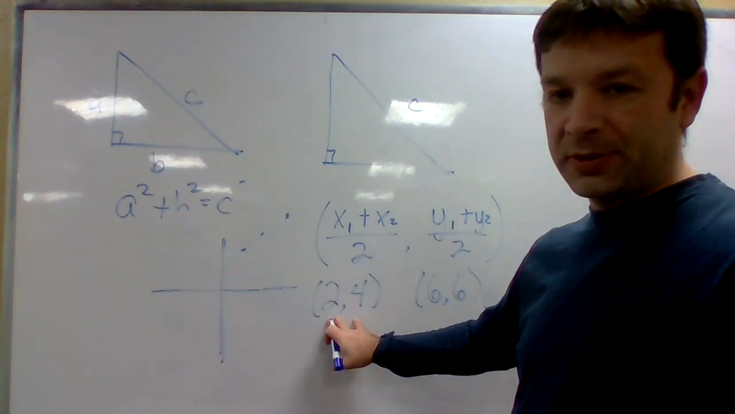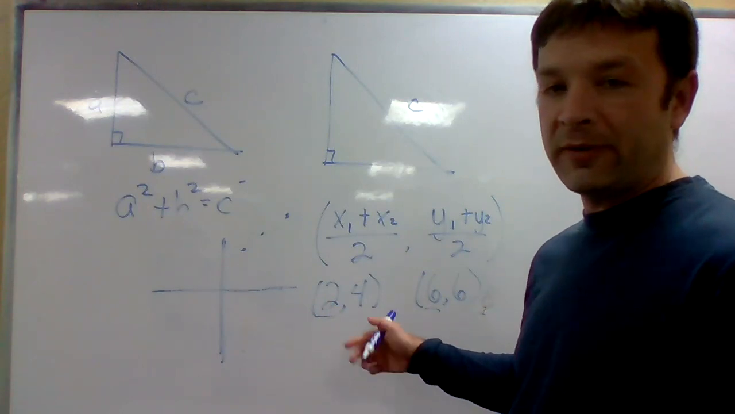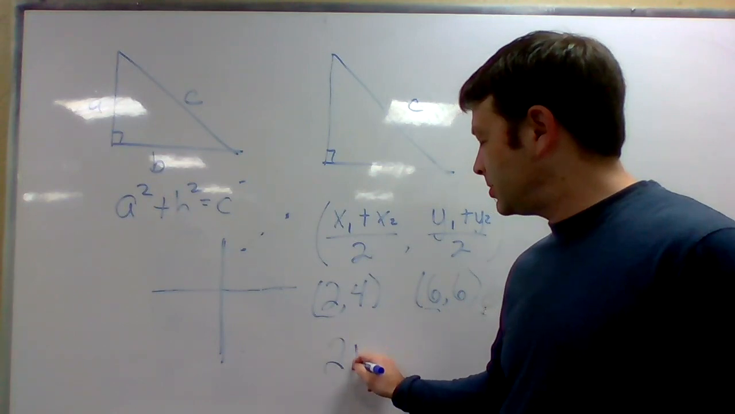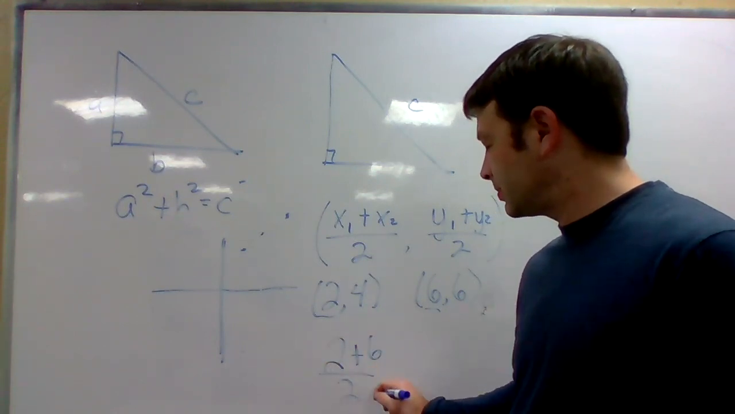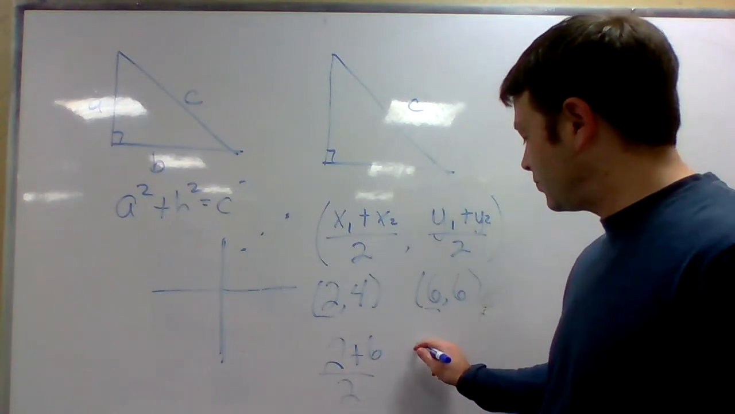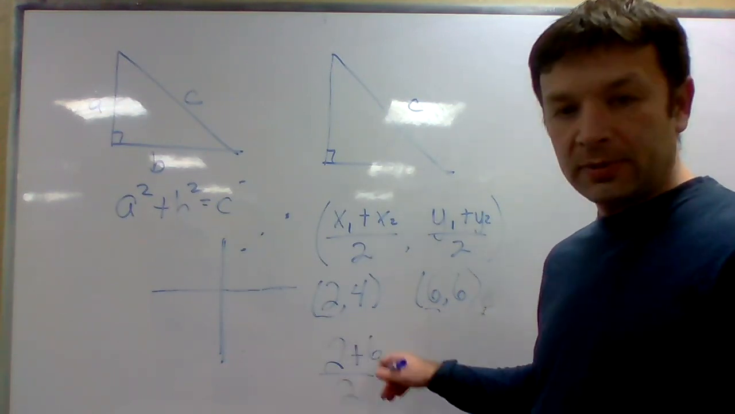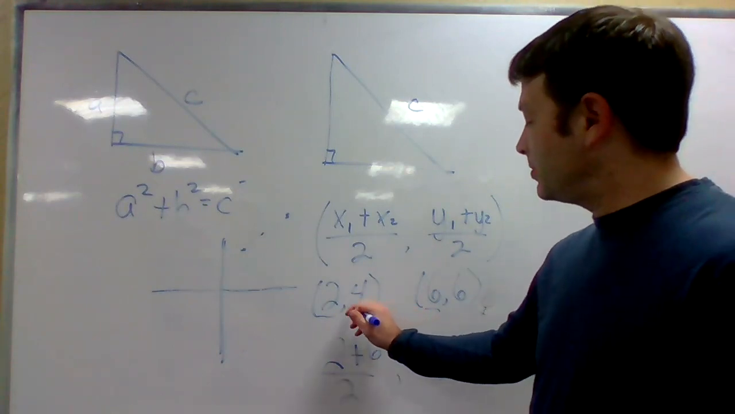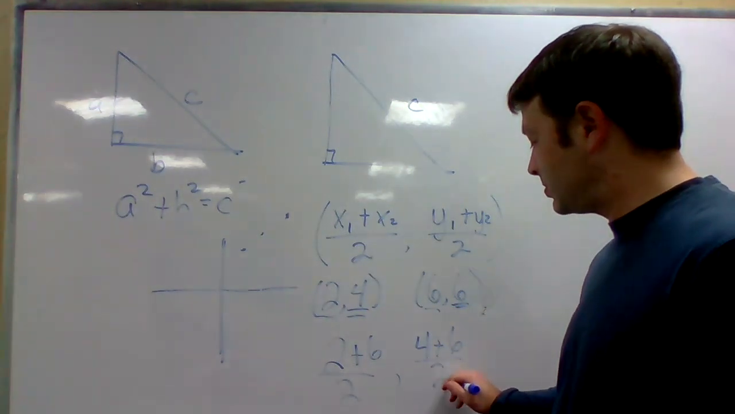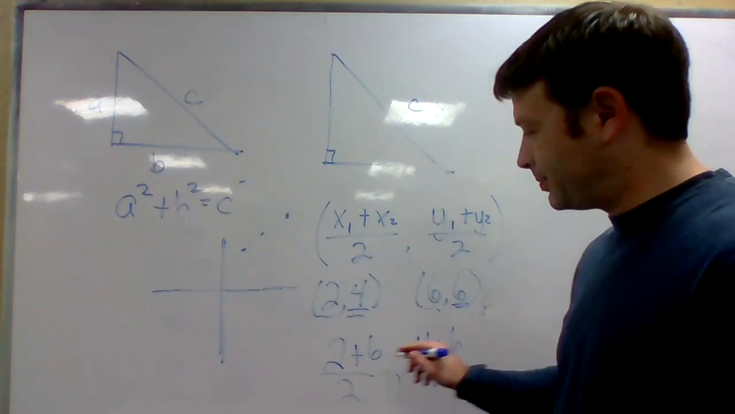Okay, the x values are 2 and 6. The first value is the x value. Remember, alphabetical order, x before y. So the 2 and 6. So to find the x-coordinate, I'm going to do 2 plus 6 divided by 2. 2 plus 6 is 8, divided by 2 is 4. The y values are 4 and 6. 4 plus 6 divided by 2. Okay, 2 plus 6 divided by 2 is 4. That's the x value. I'll put it over here.